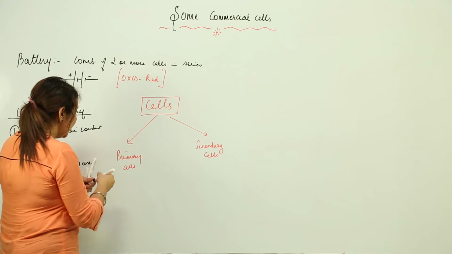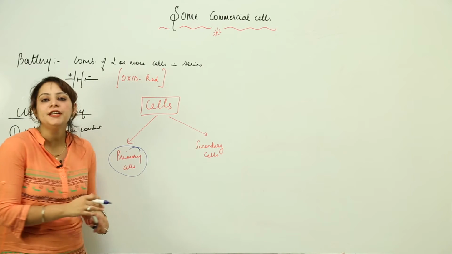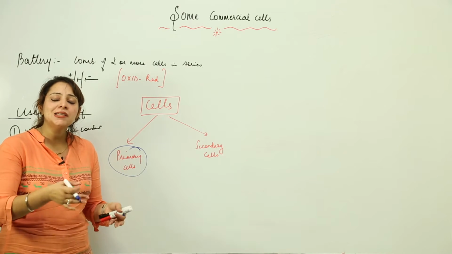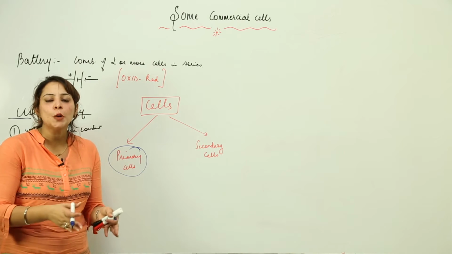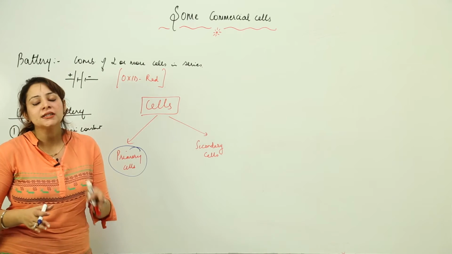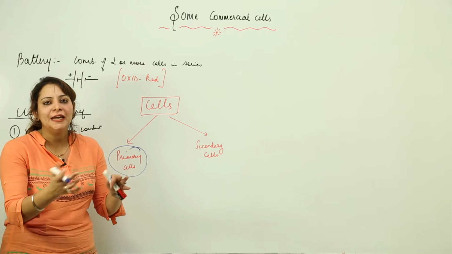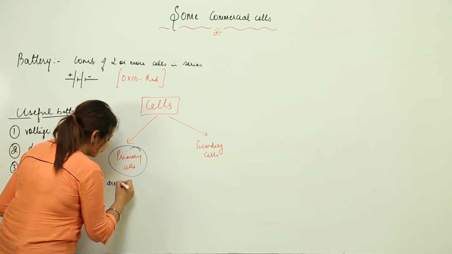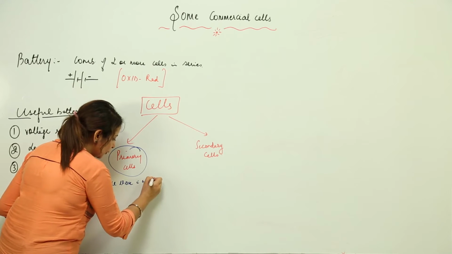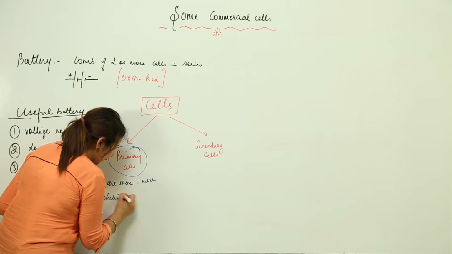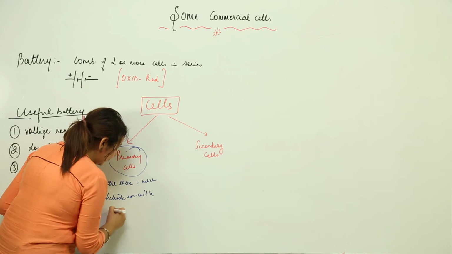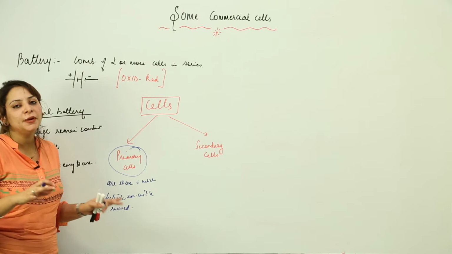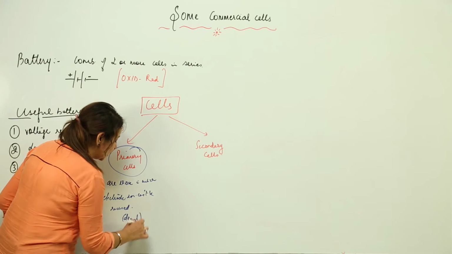Primary cells are ones which cannot be recharged. That means there is a spontaneous reaction occurring in them, and as soon as the reaction stops, the cell becomes dead, and no external energy can reverse those reactions or make the cell work again. So I will just write here that primary cells are those in which electrode reactions can't be reversed. Once the reactions are finished, the cell ultimately becomes dead and we cannot recharge it.